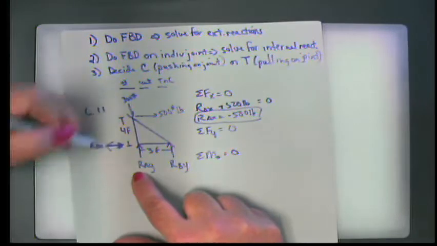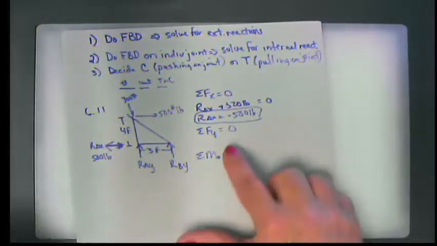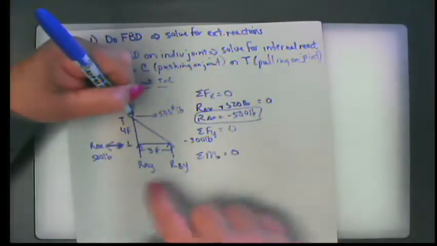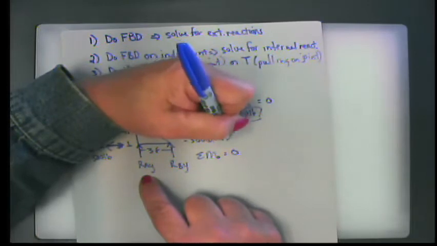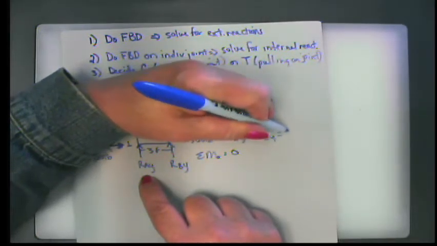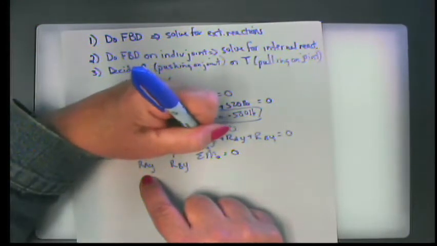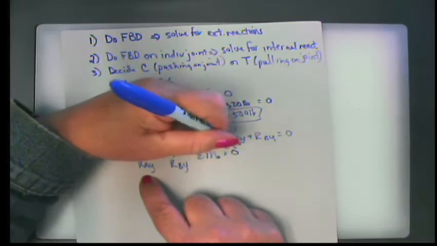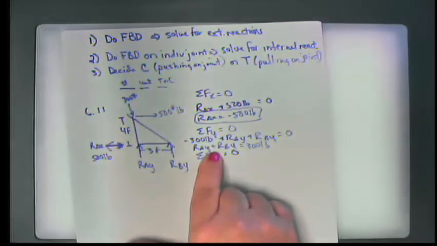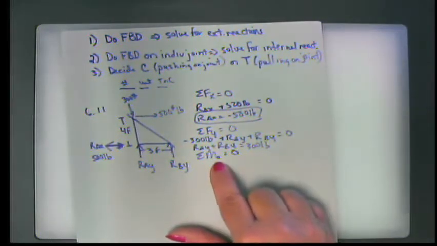RAX looks like this, 500 pounds. Now let's do my y's. Negative 300 pounds applied here, positive RAY, positive RBY equals 0. So I know that RAY plus RBY is equal to 300 pounds, but I can't determine which is which. One equation, two unknowns, no bueno. So I need a third equation.